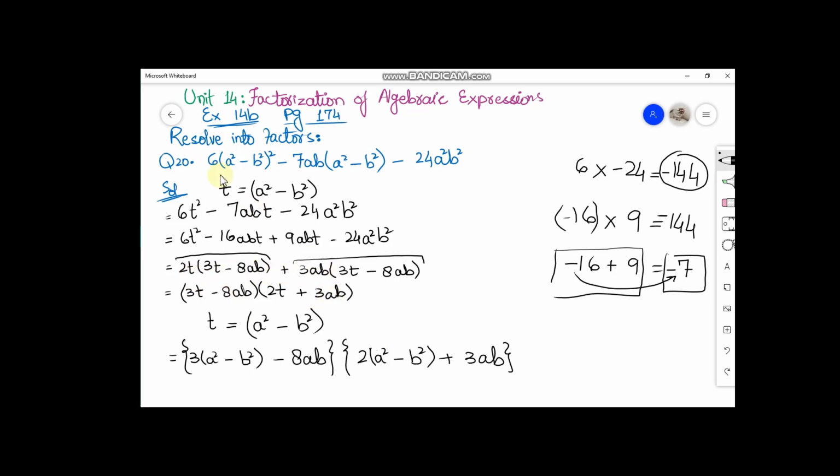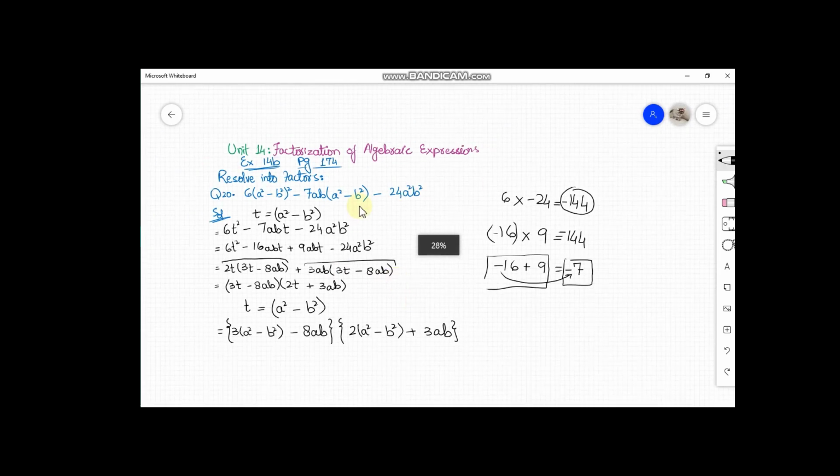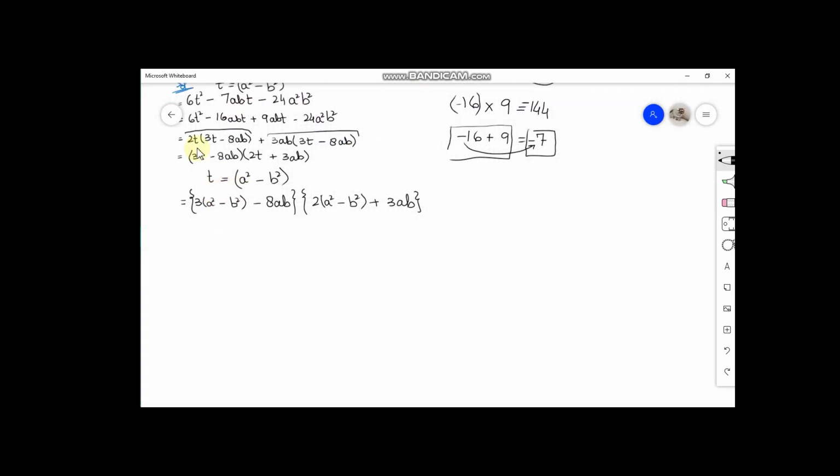Since you remember that we have taken t in place of the original provided bracket, we have to place the bracket again. So see this step, I have placed the value of t in the above bracket. See, this is 3t, it means in place of t I will write this bracket. The minus ab will remain at its place, then 2t, it means after 2 I have to write the bracket again, then plus 3ab. Now what you have to do, you will just simplify the question. How you are going to simplify?